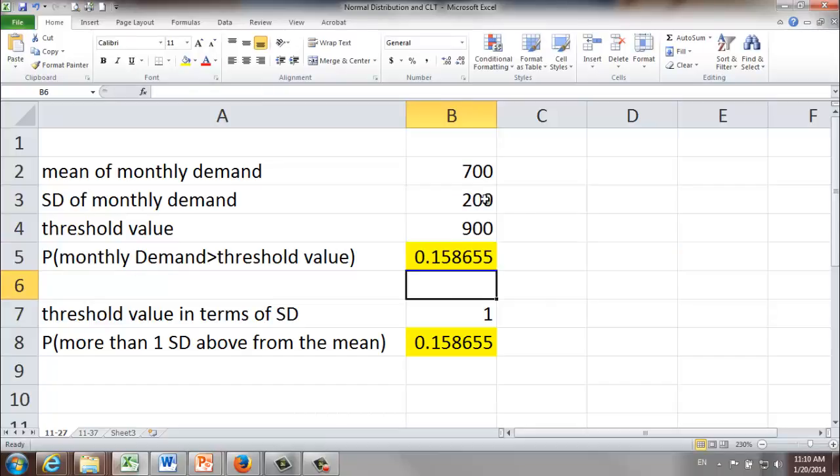No surprise, we get exactly the same answer. The probability that monthly demand is greater than 900 units is about 15.86%.